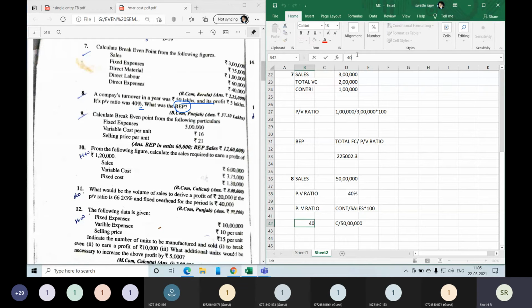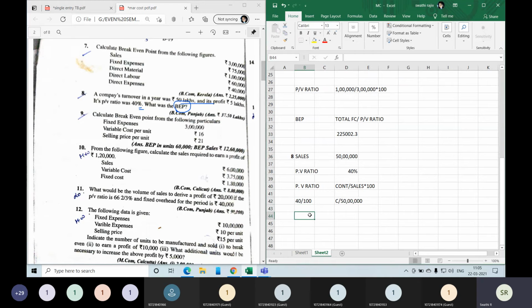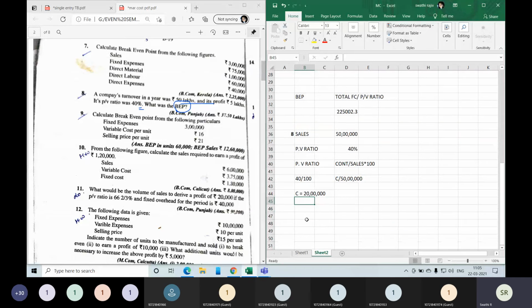Okay, so cross multiply karo tum log and find. Tell me what is C. Cross multiply and tell me what is C. C is how much? It's 20 lakhs. Anyone who has a doubt in cross multiplying 40 into 50 lakhs divided by 100, you will get the answer. Okay? So contribution is 20 lakhs.